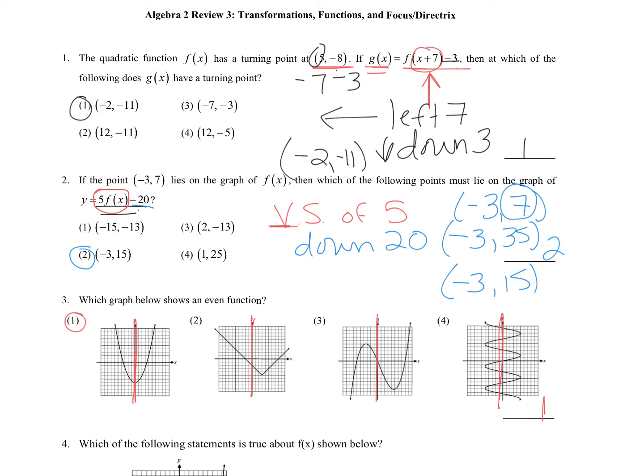it 180 about the origin. Except these two bumps are not symmetric to each other about the origin. This one is odd because if I did rotate this 180 about the origin, it would be the same graph.